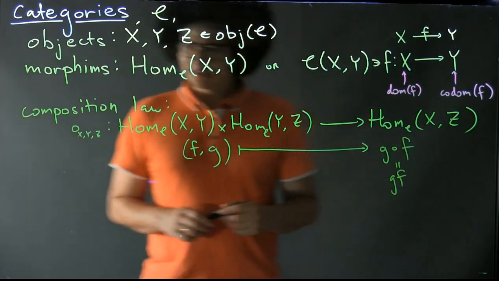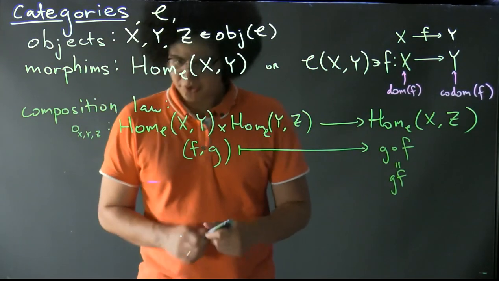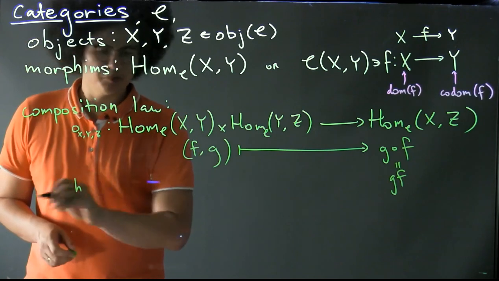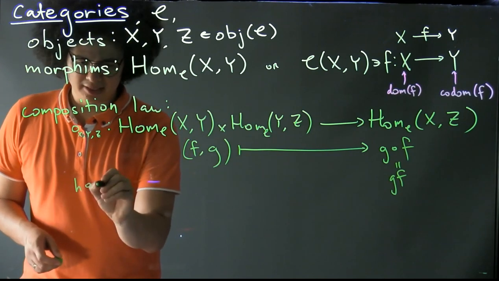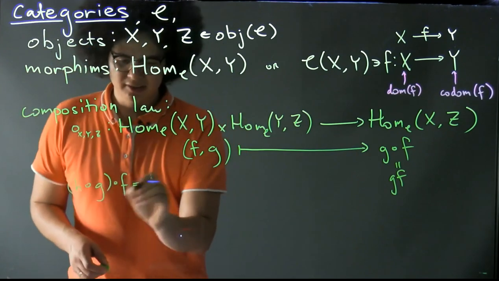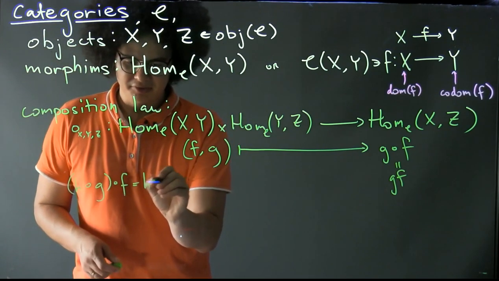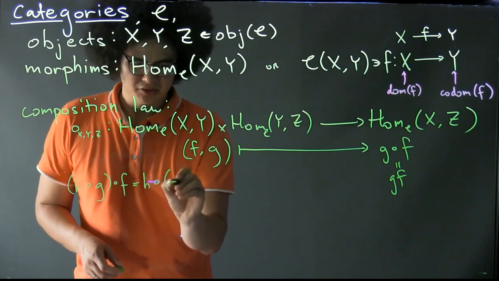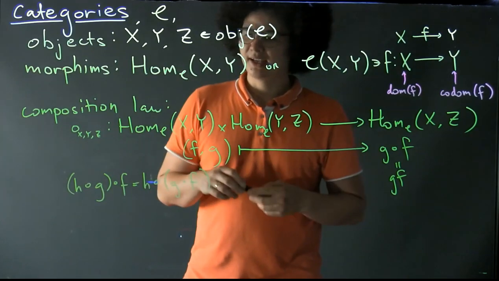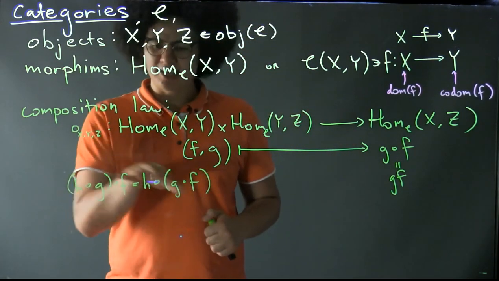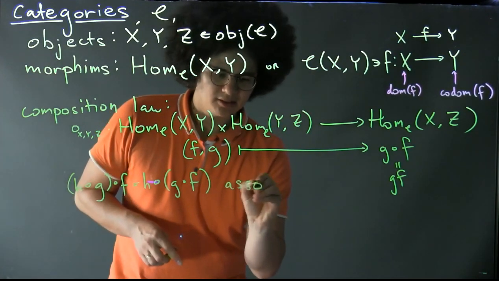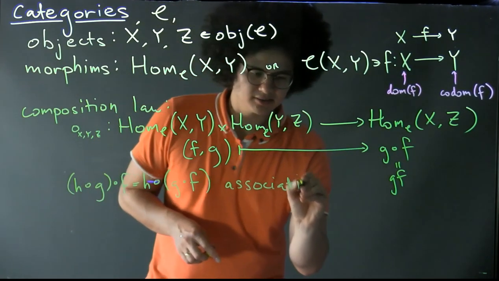All right, and we want this composition law to be associative. So that is, if I have morphisms such that h composed with g composed with f is well defined, then I should also have h composed with g, composed with f being well defined. And they should be equal. They should be the same morphism. So this is associativity.